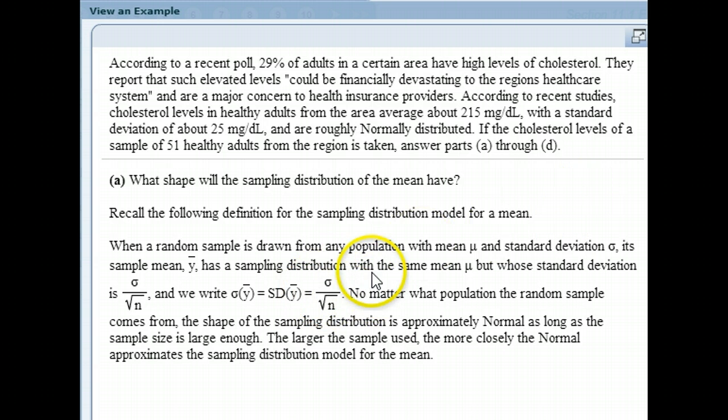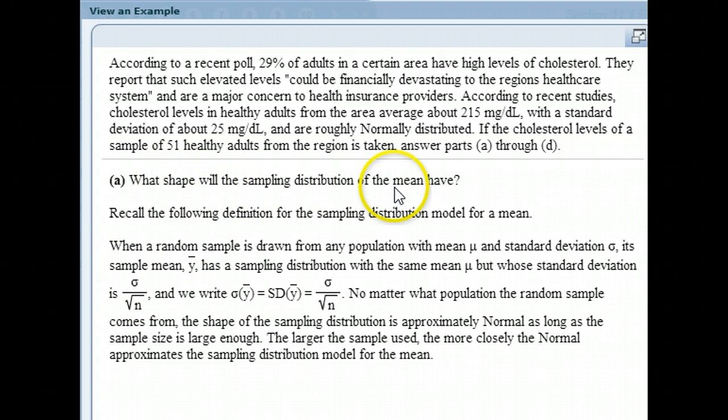Now, recall the following definition of the sampling distribution model of the mean. When a random sample is drawn from any population with mean mu and standard deviation sigma, its sample mean y bar has a sampling distribution with the same mean mu and whose standard deviation is given by sigma divided by the square root of n. So this sentence here really gives you the heart and soul of that question.